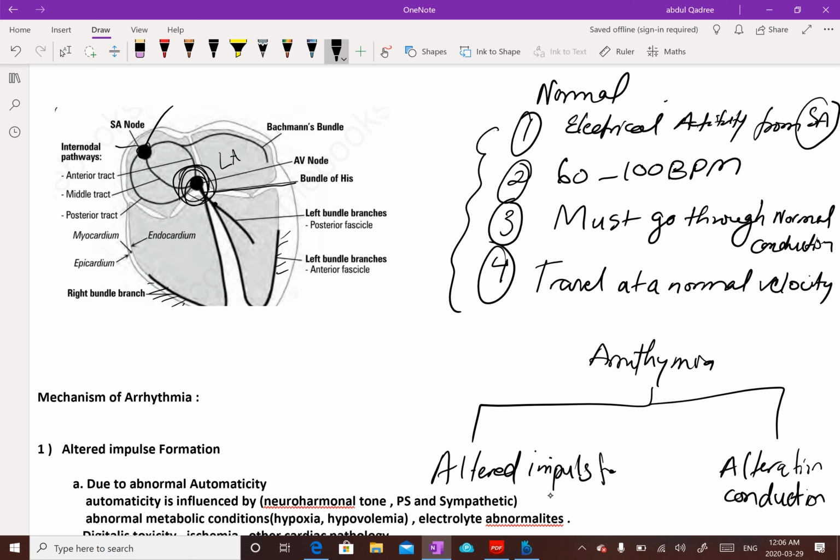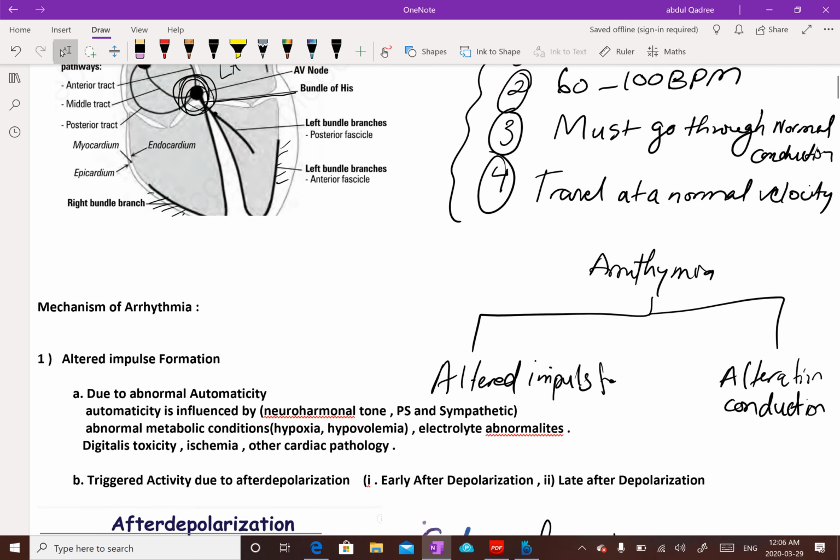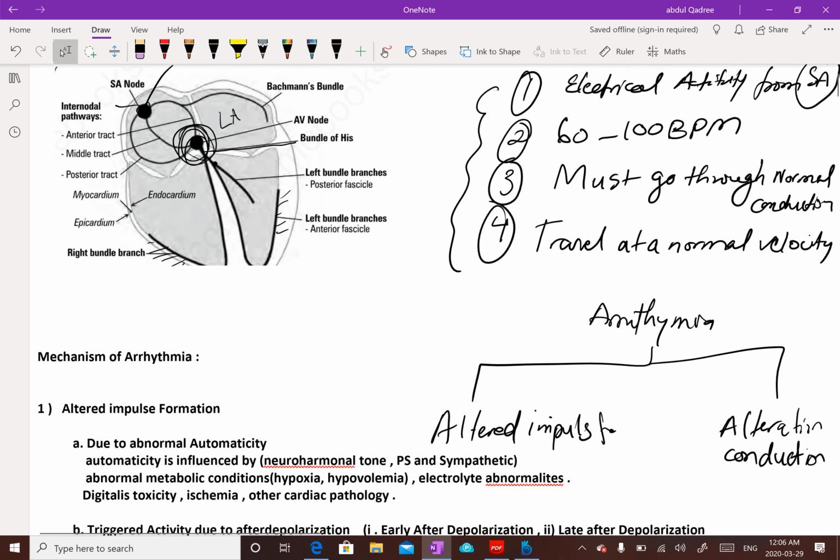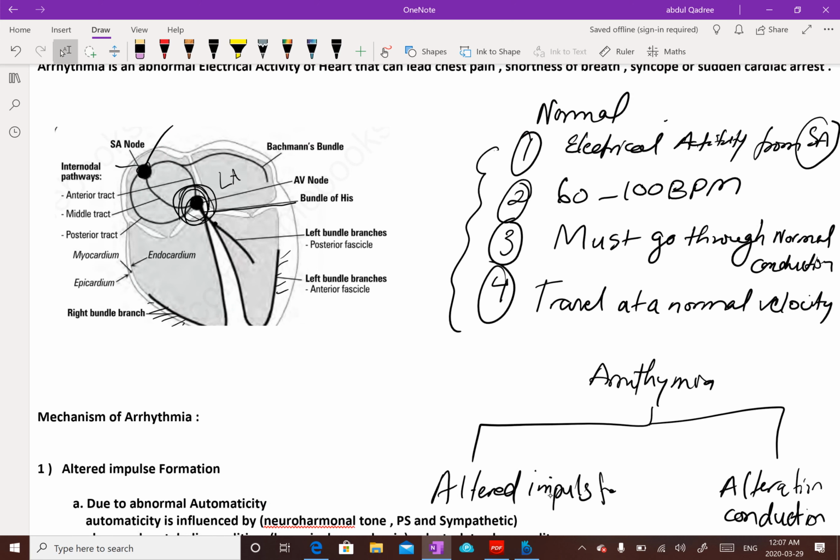So once you understand these two, then you can branch these two out and say, okay, what is causing the altered impulse formation, or something that does not allow the electricity to be generated by itself? What is that thing? So of course, the first thing we can look at is something that's due to abnormal automaticity. Now, what does this mean? Abnormal automaticity means, let's say for example, if we have this atria right here, we have an ectopic foci right here due to a myocardial infarction or some sort of thing.